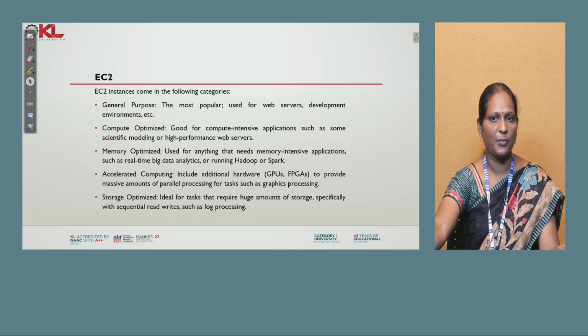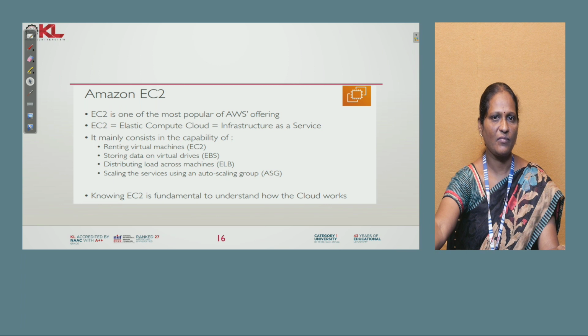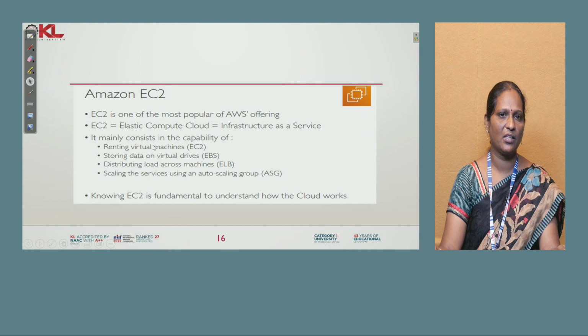The other one is memory optimized, which is for storing and analyzing your data. It is not mostly for computing the data, so it is most suitable for big data analytics workloads like Hadoop and Spark. And accelerated computing provides massive capability for parallel processing like graphic processing. You can select the option called accelerated from an EC2 instance. And finally storage optimized, which is ideal for storing huge amounts of data, like sequential reads, writes and log processing.